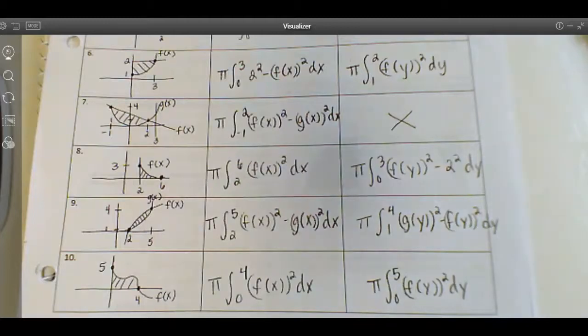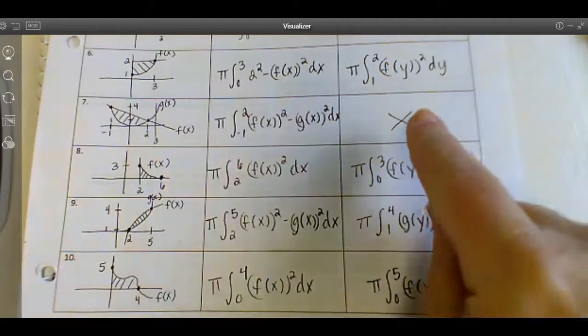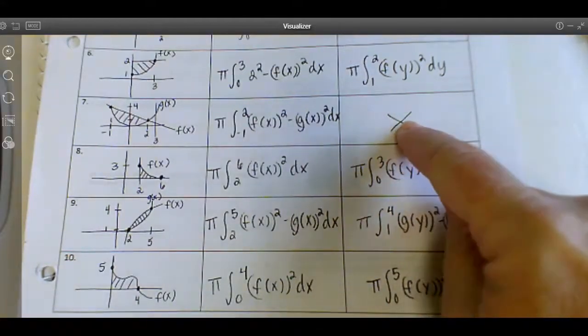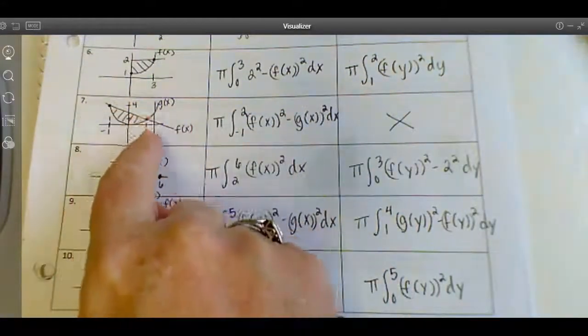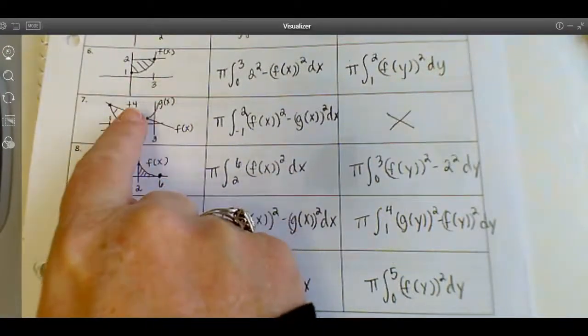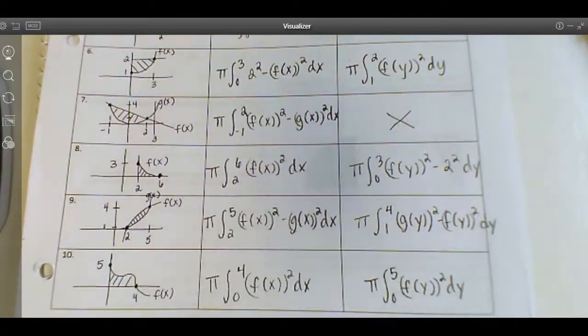Okay, here's the answers on 6 through 10. Check and see if you're doing that correctly. I wanted to let you know that the reason that this one I marked it off is because when you rotate around the y-axis, there's two different pieces and they're coming two different ways. And so that is not a type of problem that you should know how to do.